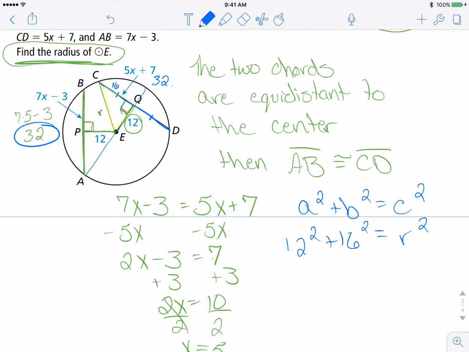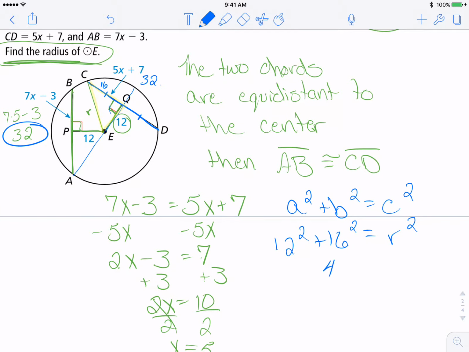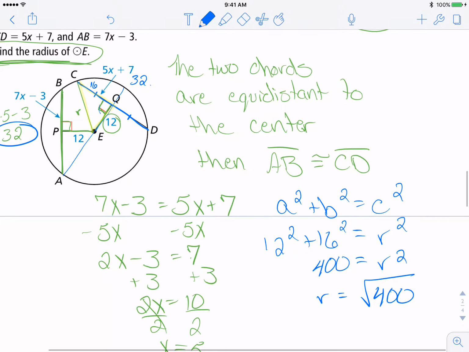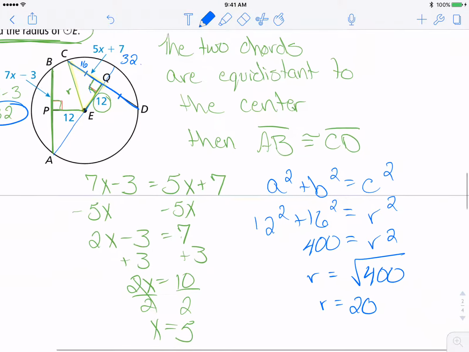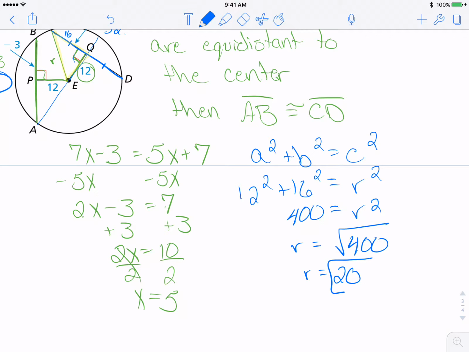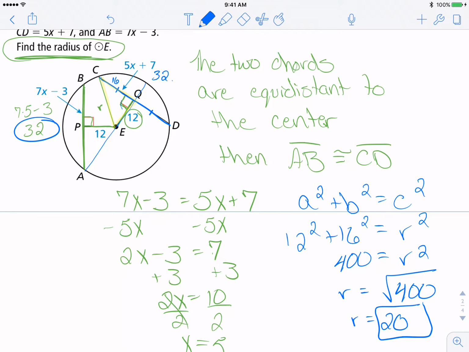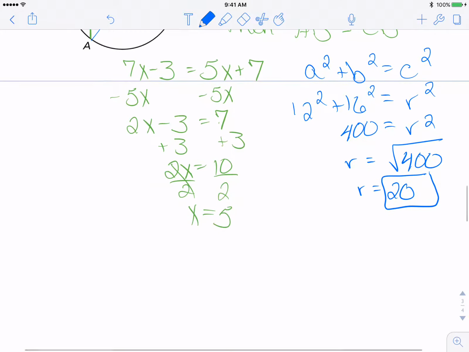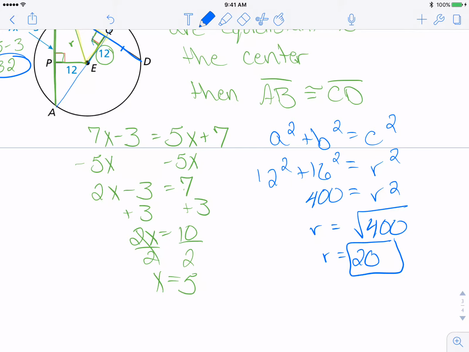12 squared plus 16 squared is 400. So then r would be equal to the square root of 400. The square root of 400, I believe, is 20. So my radius is 20. Do we have any units on this? Nope. So radius is just 20. All right. Questions? All right, you now have everything you need to go ahead and get your practice done.